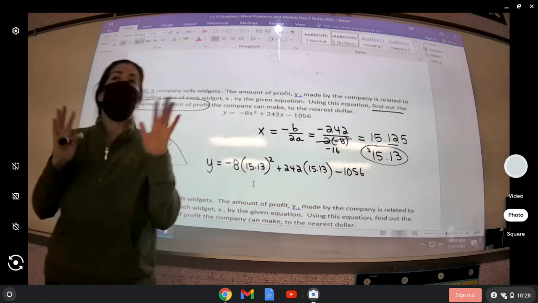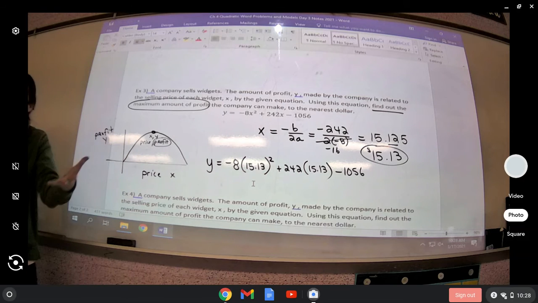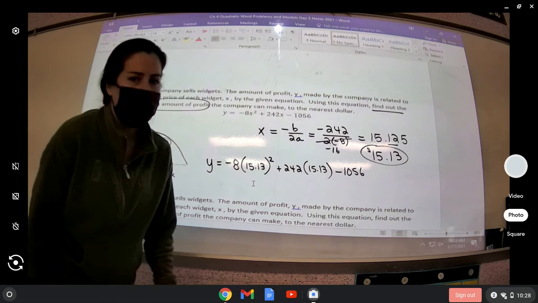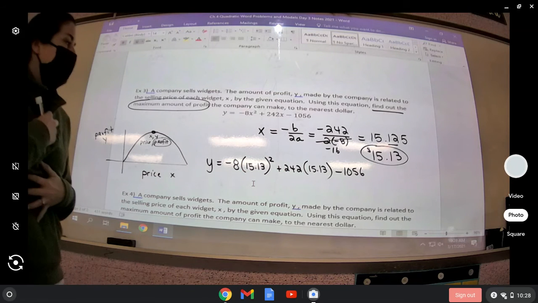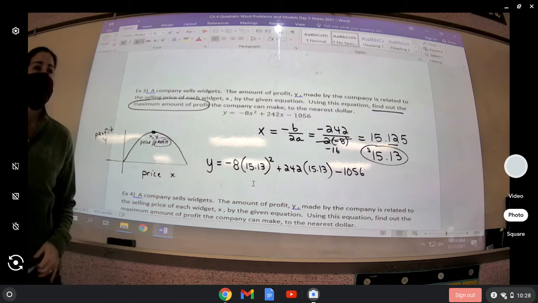I'll give you a hint. The number ain't that big. When you think about a company making money, it's not that big of a number, although I wouldn't be mad if somebody gave me this amount of money, but it's not huge. Don't think you did it wrong.